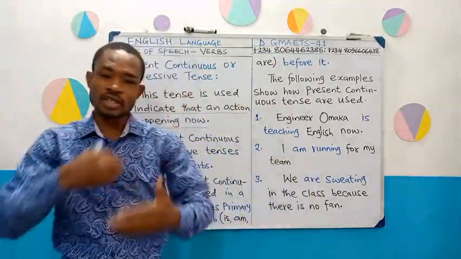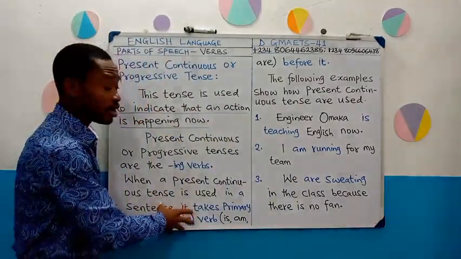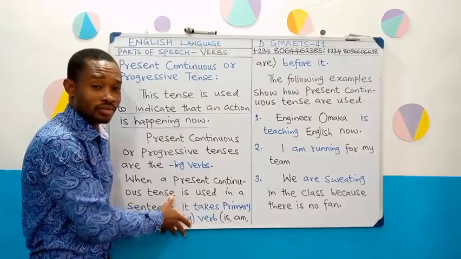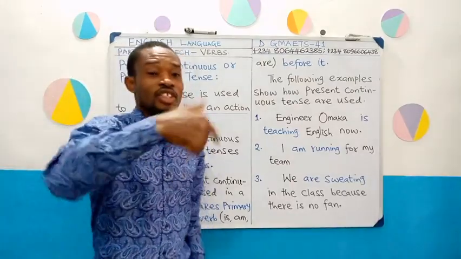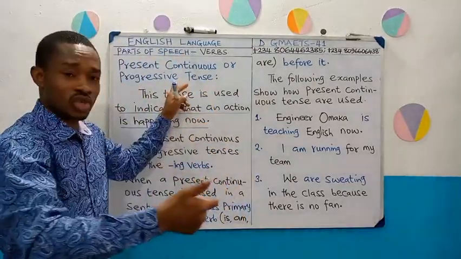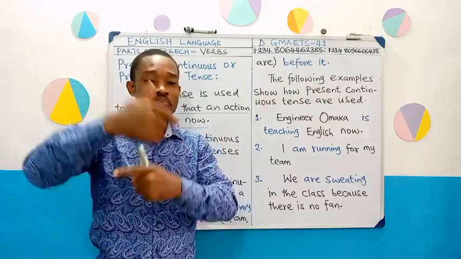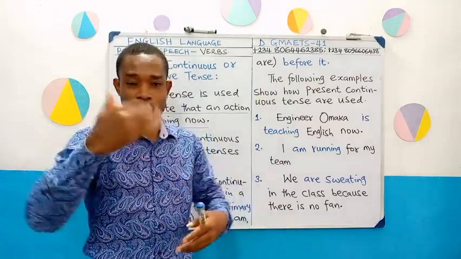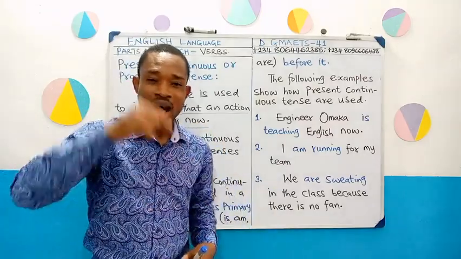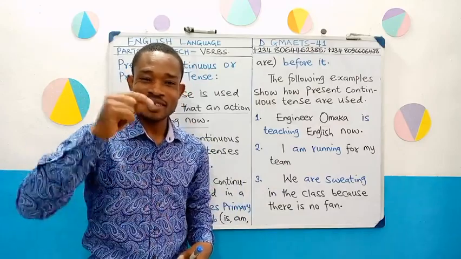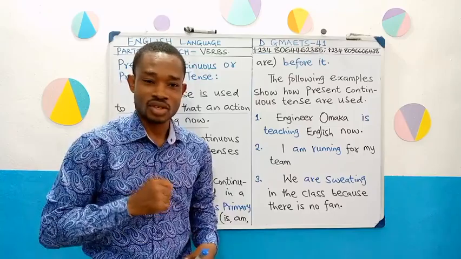Now, when you use it as a present continuous tense, there is something very important I am going to tell you. Because this continuous tense, progressive tense that I'm talking about now, you can still use it as a past continuous or a past progressive. But remember, our focus in this video is present tense.